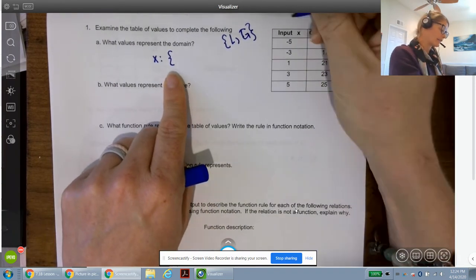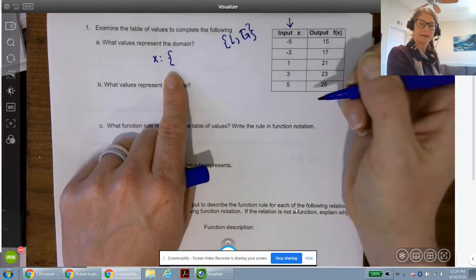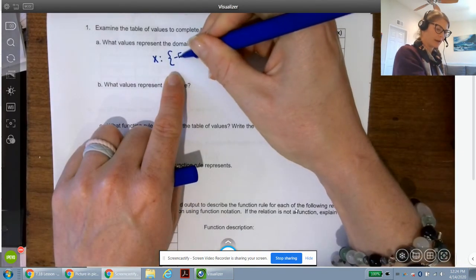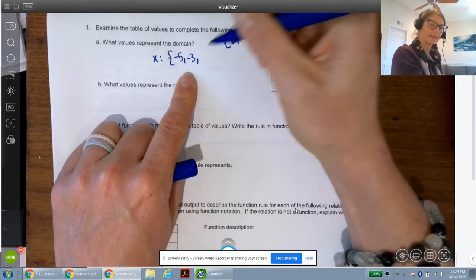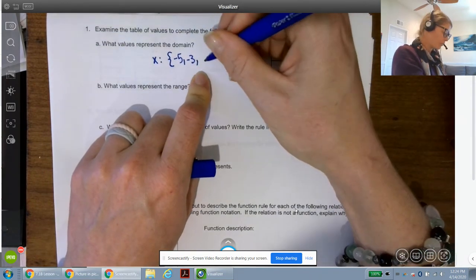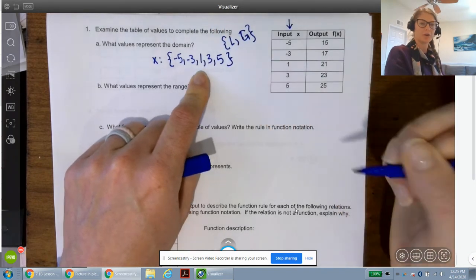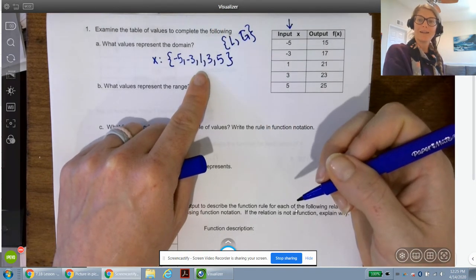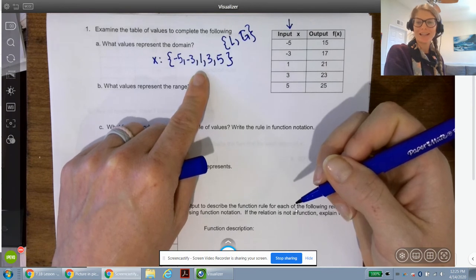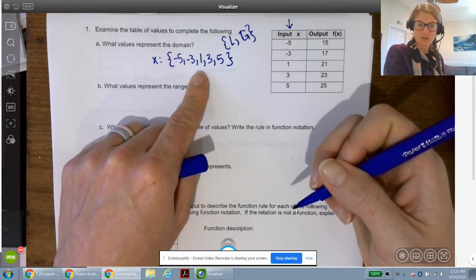So the smallest X value, remember our domain here, is -5, then -3. We separate them with commas. 1, 3, and 5. And we close it with another curly bracket. And that's our set notation. And you're going to be using that a lot next year too, set notation.